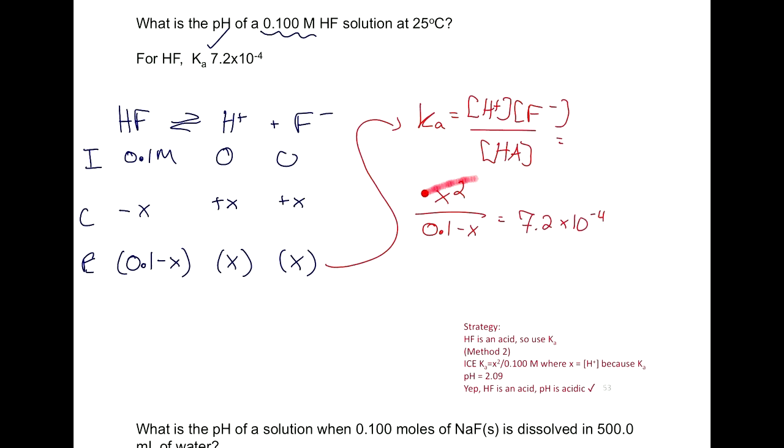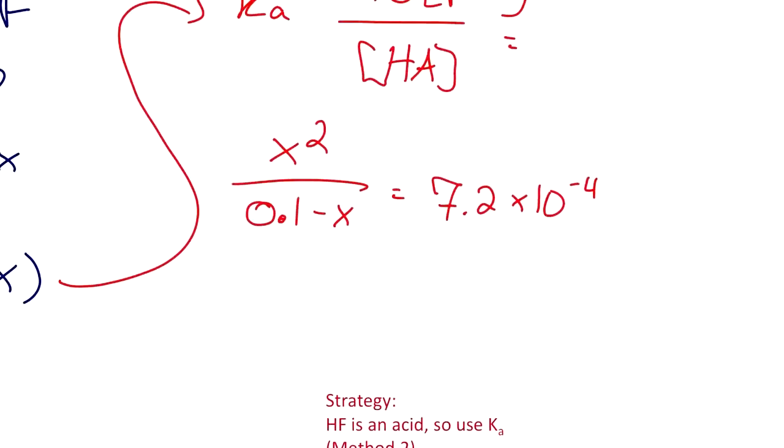All right, so if we solve, is this easy to solve as written right now? No, that requires the quadratic. Do you want to do the quadratic? No, so what should we do? Yeah, let's neglect that minus X. Here's the reason we can do it. So let me just solve for this. So when you solve for this, you get X equals, I wrote it down somewhere. 0.0085 molarity.